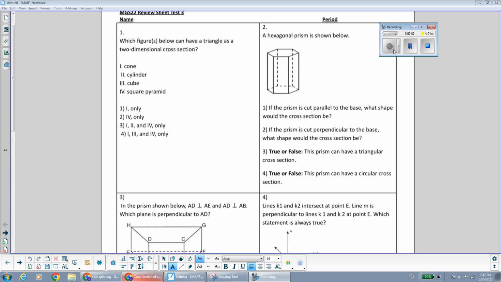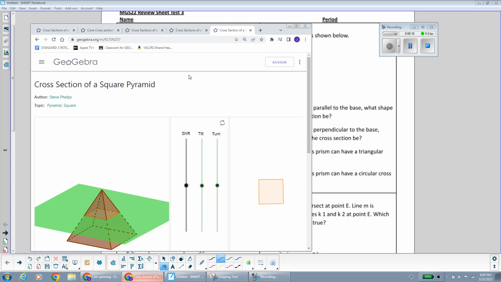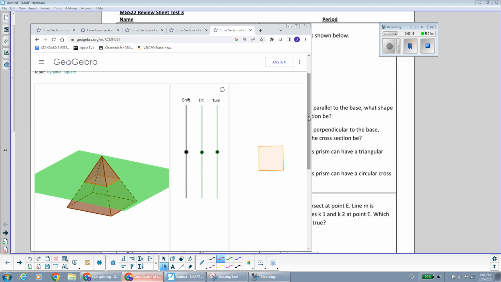In this video, we're going to go over the review sheet for test 3. So the first question is asking which of the following could have a triangle as its cross-section? And the options are cone, cylinder, cube, and square pyramid. So just in order to see it better, I have each one of them pulled up. So let's see if we can find a triangle.